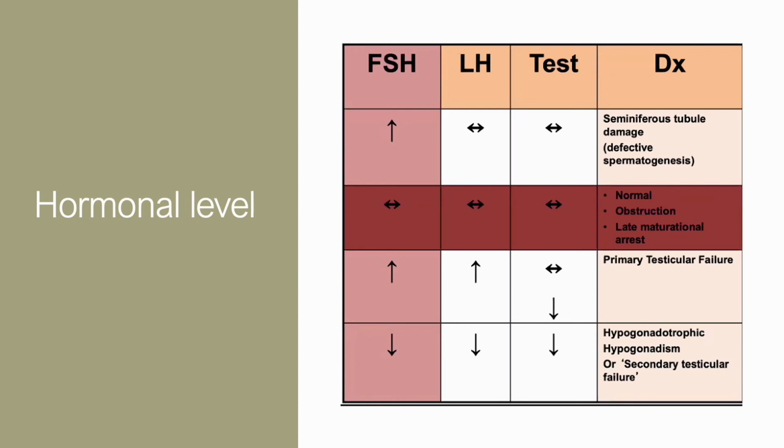The result of the hormone level will usually be an indicator of some of the pathologies that could be happening. We usually look at the FSH level first. If it is high, then we should think about a seminiferous tubule problem or a primary testicular failure. But if it is low, this is where we think about the secondary causes like hypogonadism or secondary testicular failure.